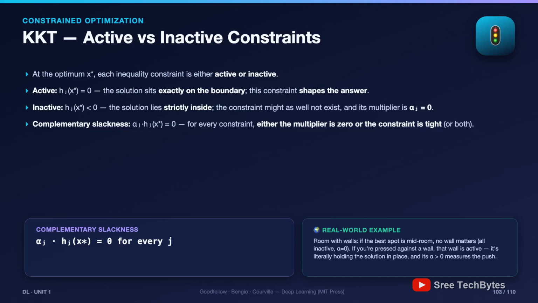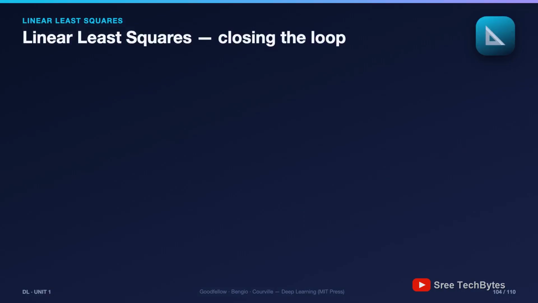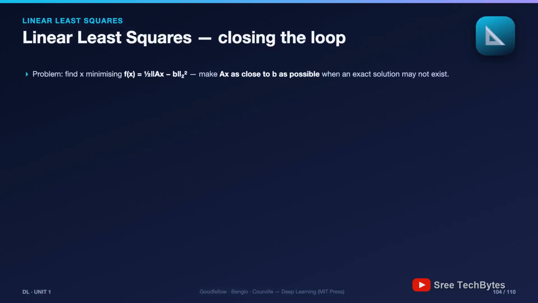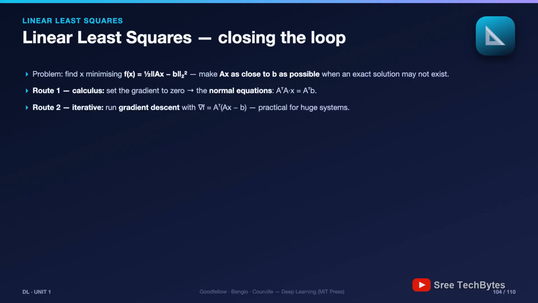Beautiful. The final topic, and I've saved it deliberately, because linear least squares is where our whole unit converges into a single problem. The problem: find x minimizing 1/2 the squared L2 norm of Ax minus b. In words, make Ax as close to b as possible when an exact solution may not exist, fitting the best straight line through scattered points. In this problem, the squares being minimized are the squared vertical gaps.